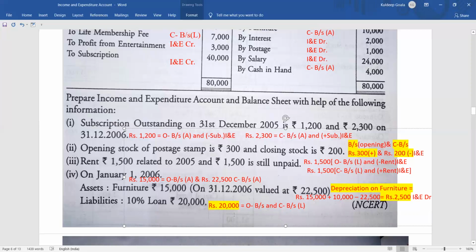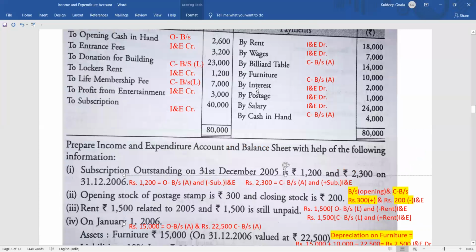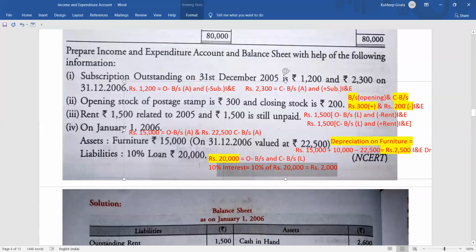This is clear, I guess. The remaining is the 10% loan, 10% interest is there. So let's see whether we have paid any interest. We have to just calculate and see what will be 10% of 20,000. 10% of rupees 20,000 is rupees 2,000, isn't it? Let's see how much interest we have paid. By interest, it's 2,000 already paid. So we can say that it has been already done. So no need to do anything.